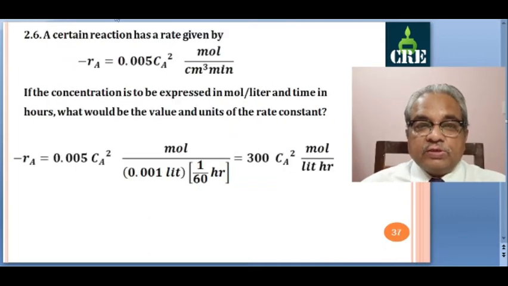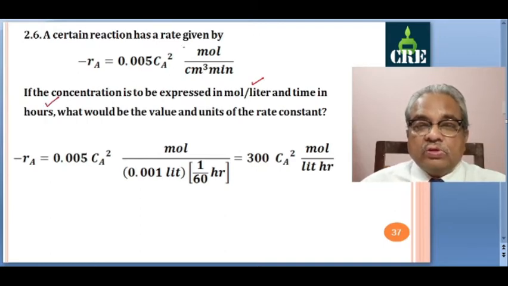Next is 2.6. A certain reaction rate has been given by minus Ra is equal to 0.005 Ca square. Units of rate, minus Ra, are moles per centimeter cube per minute. If the concentration is to be expressed in moles per liter and time in hours.